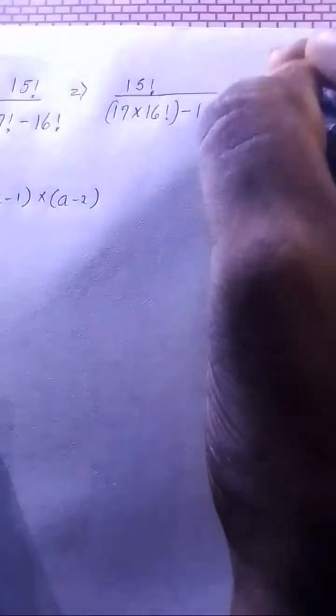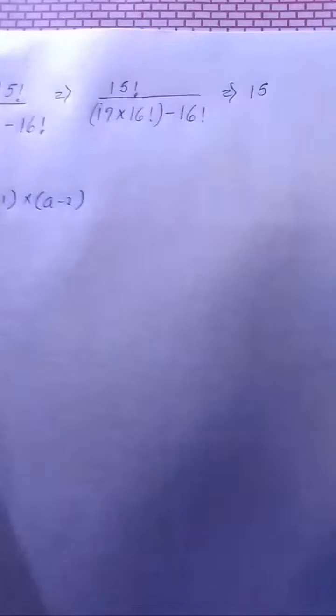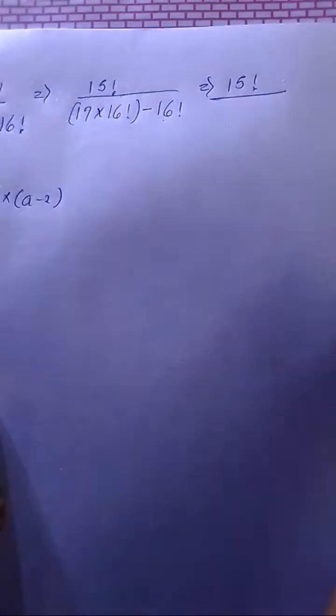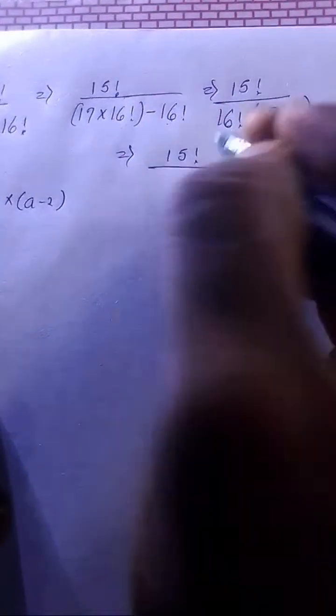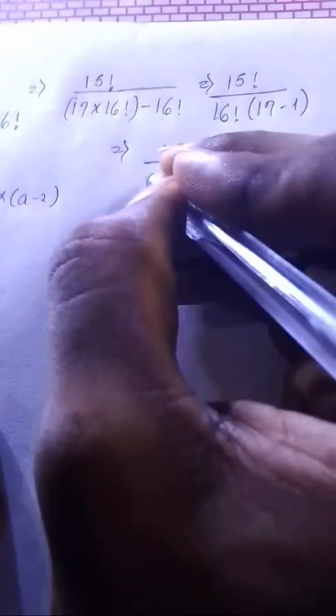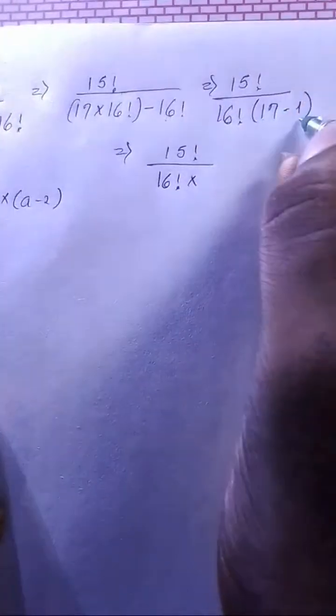So from here, we have 15 factorial divided by, now we have 16 factorial here and 16 factorial here. When we bring out 16 factorial from here, we have 17, and when we bring out 16 factorial from here, we have 1. So that's minus 1. So our answer now becomes 15 factorial divided by 16 factorial times 17 minus 1, which is 16 times 16, right?